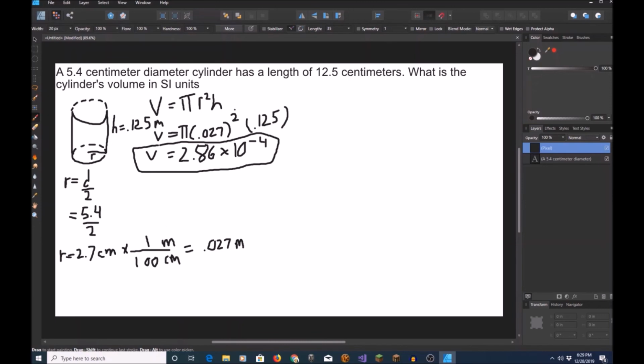And then the length, which I took to be the height of the cylinder, was 12.5 centimeters, which I converted to meters and got 0.125 by the same process that I did for the radius. And then I just plugged those numbers into the formula, and I got that the volume is 2.86 times 10 to the negative 4th meters. Meters cubed, actually, would be the correct way to write that. So that's how you do that one.